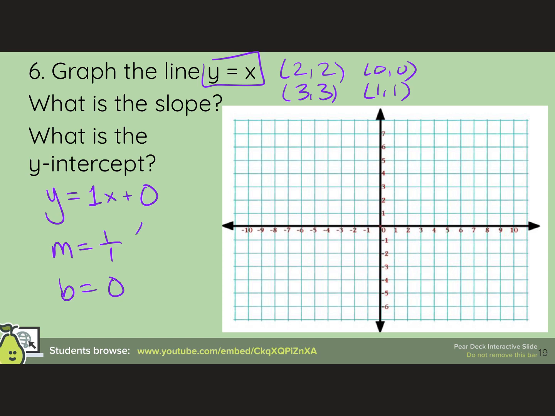So I'm going to use this, okay? My y-intercept is 0. Put it on the graph. My slope is 1 over 1, and it's positive. So I'm going to go up and right. Up 1, right 1. Up 1, right 1. So this is the line y equals x. It's a diagonal line that goes through the origin. What's the y-intercept? 0. What's the slope? 1 over 1. That's it.